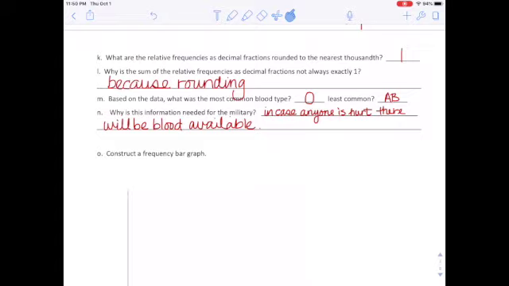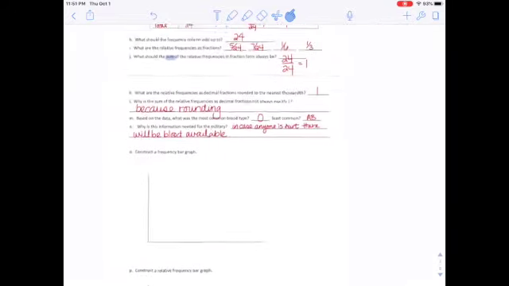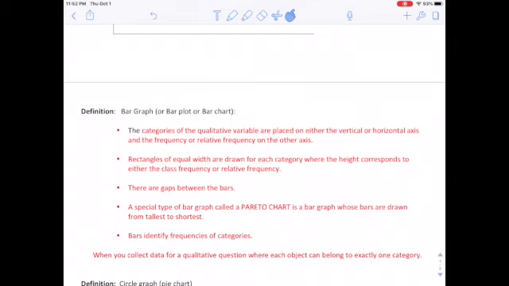To construct a frequency bar graph, write down the definition of a bar graph, because there are certain things I expect to see. There's not really a definition, it's just a courtesy when you're putting a bar graph together, you are going to take a look at the information that's given to you.